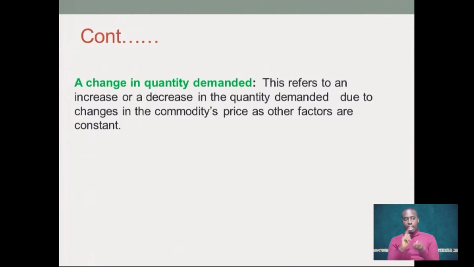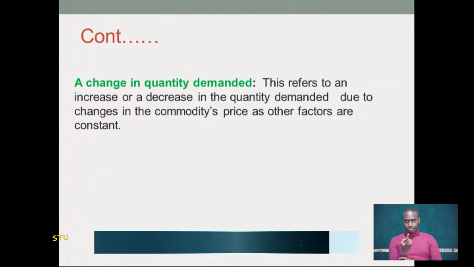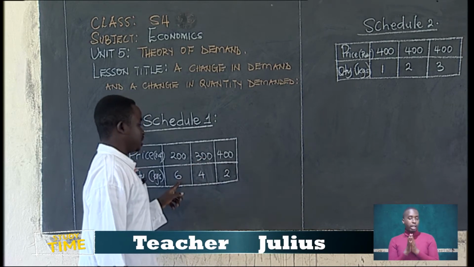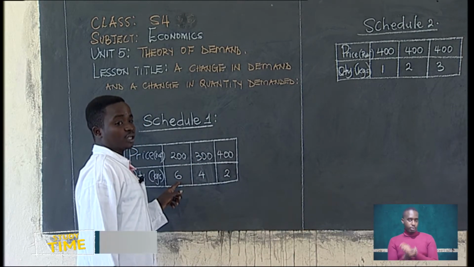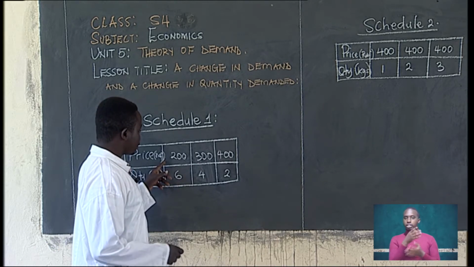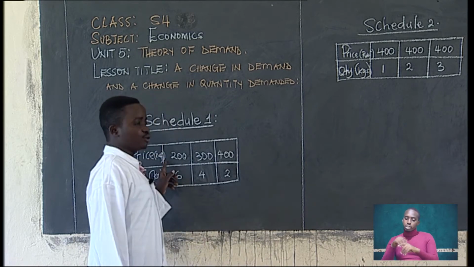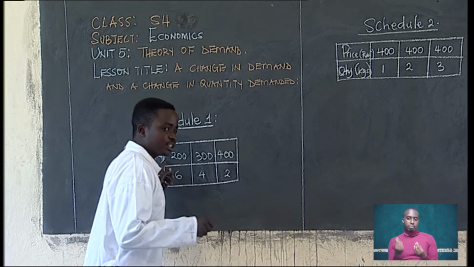A change refers to an increase or a decrease in the quantity demanded due to changes in the commodity's price, as other factors are kept constant. If you look at schedule number 1, the price of this commodity is changing, and the quantity demanded is also changing. So this schedule represents a change in quantity demanded due to a change in price.